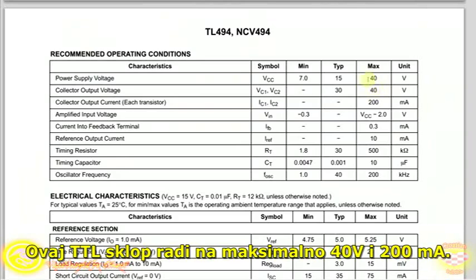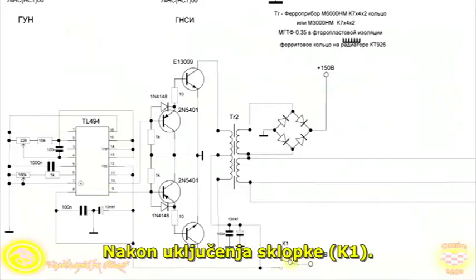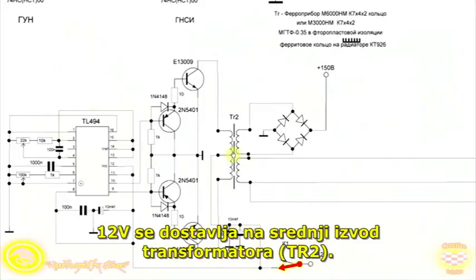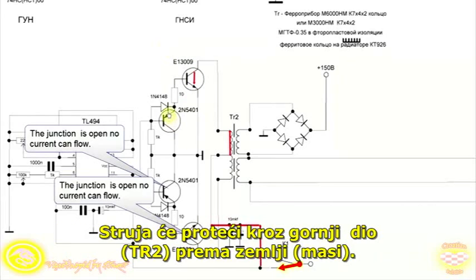This TTL operates at a maximum of 40 volts and 200 milliamps. After K1 is switched on, the 12 volt is delivered to the middle tap of the transformer tier 2. If the junction between collector and emitter of this transistor is closed, which is conducting, then the current will flow from the tap on tier 2 to the ground.